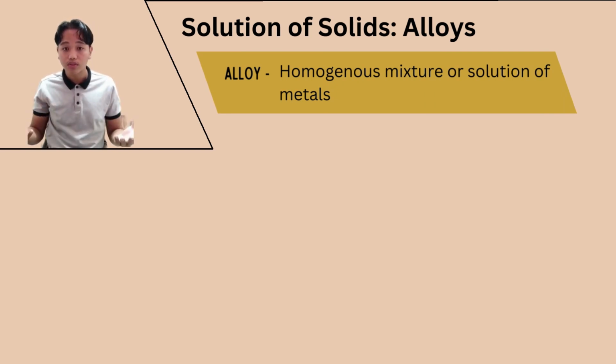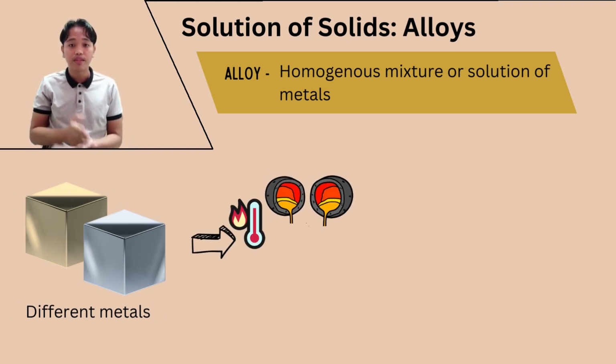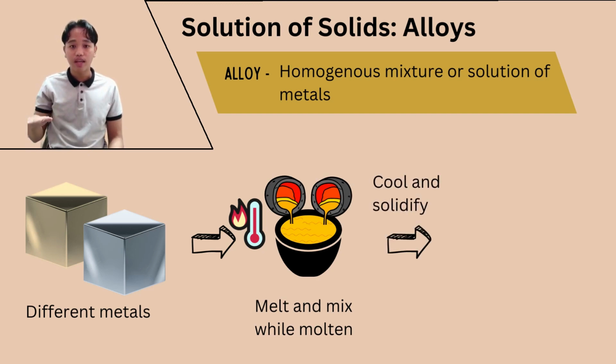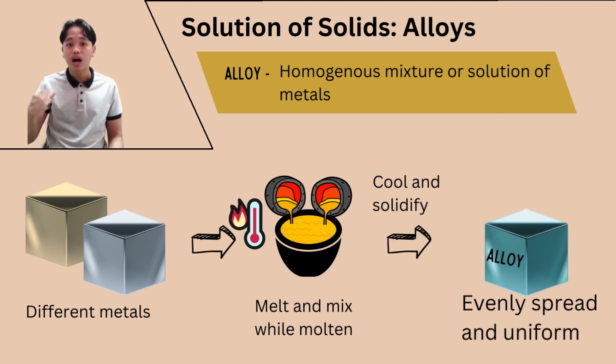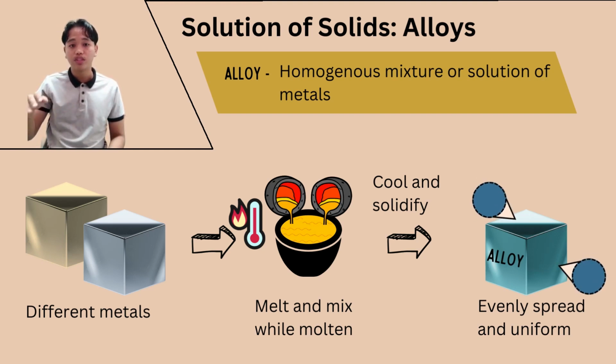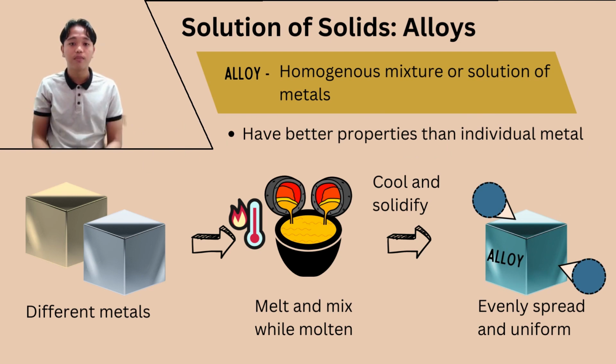Now, how do you dissolve a solid and mix them together? It's actually pretty cool. To make an alloy, you take two different kinds of metal, or sometimes more, and melt them and mix them together while they are still molten. After they cool and solidify, the two metals will be evenly spread throughout each other. But to your naked eye, it will look like one single metal, which is nice and uniform, which is a hallmark of a solution. People make alloys because they have better properties than a single individual metal.